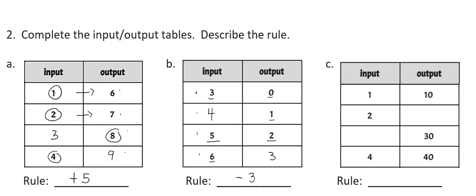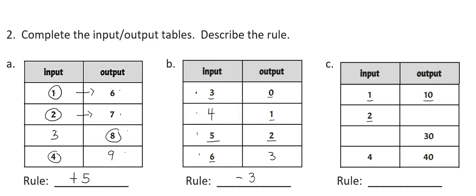In the last table, I'm putting in 1 and I'm getting 10. I could think of that as adding 9, but let's see what happens with that. If I put in 2 and add 9, I would get 11. If I put in 3 and add 9, I would get 12. Well, that doesn't match my answer here, so adding 9 is not the rule. So let's try something else.